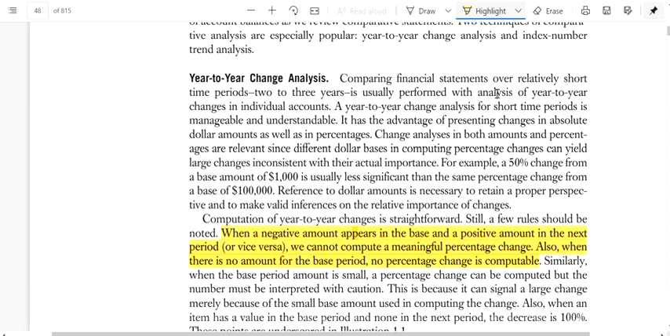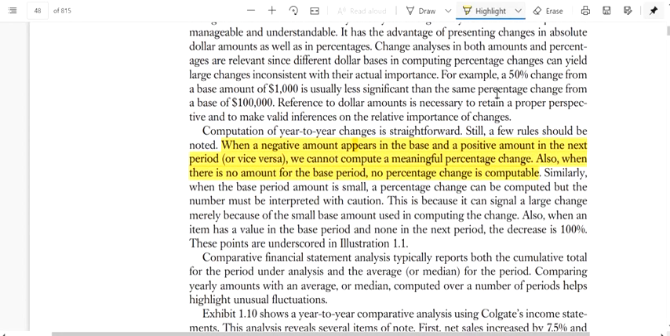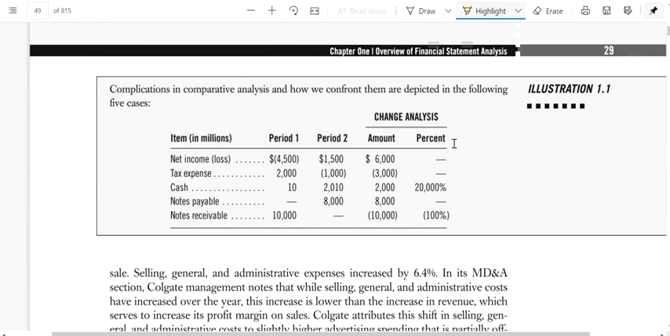So year to year untuk short term. So dia kata when a negative amount appears in the base of a positive amount in the next period, or vice versa, we cannot compute a meaningful percentage change. Also, when there is no amount for the base period, no percentage change is computable. Lah, dia punya limitation. Kalau ni negatif, tak boleh, kita takkan dapat apa-apa, tak boleh nak compare apa-apa. Bila negatif ataupun tak ada, no figure.